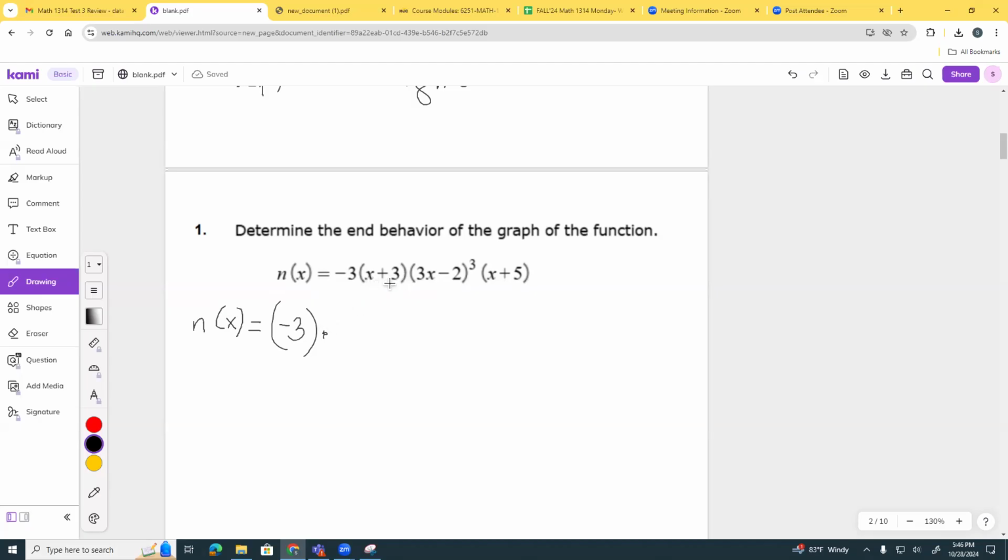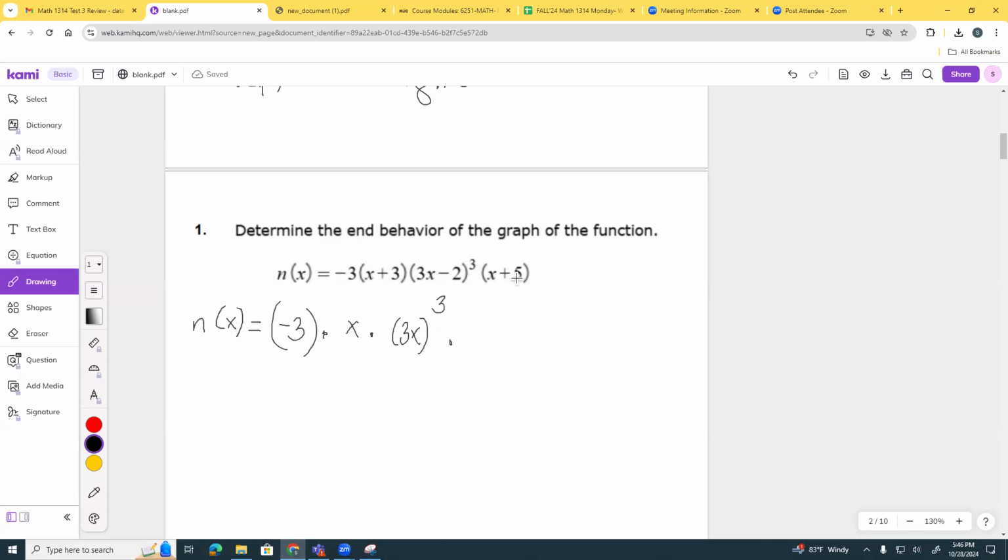Look, from the first parentheses, I don't need the x plus 3. I just need the x because I'm going to find the degree. Again, for this 3x minus 2 to the third power, I don't need the whole thing. I'm just going to need the 3x to the third power.